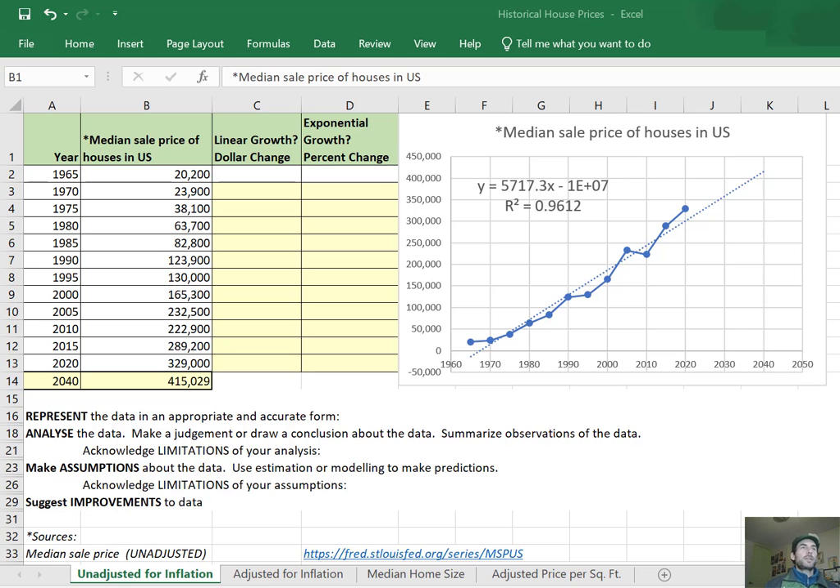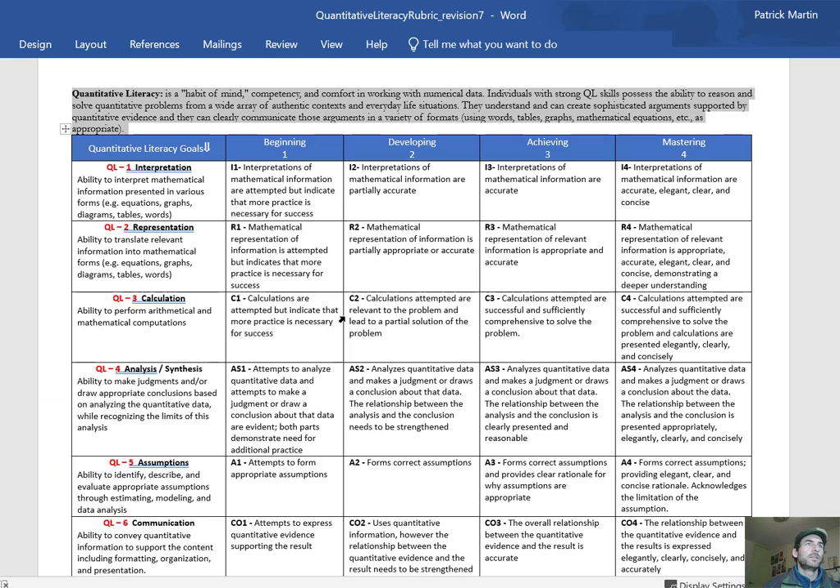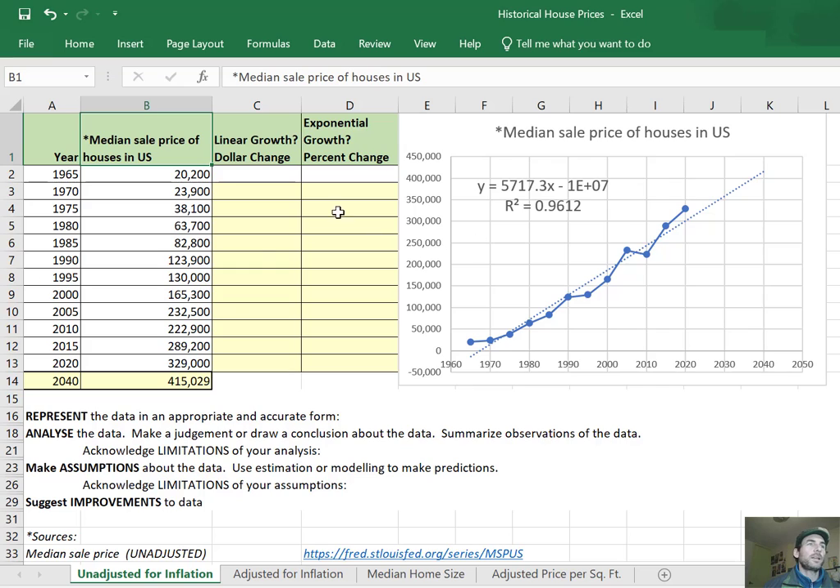Hi everybody, this assignment is really designed to improve your quantitative literacy skills, your data analysis skills. And you can press pause and read what that means here. And we're going to go through many of the quantitative literacy goals throughout this assignment. As we analyze our data, we're going to represent, we're going to analyze, we're going to make assumptions, and we're going to suggest improvements and acknowledge limitations.